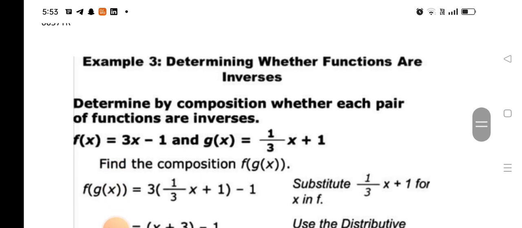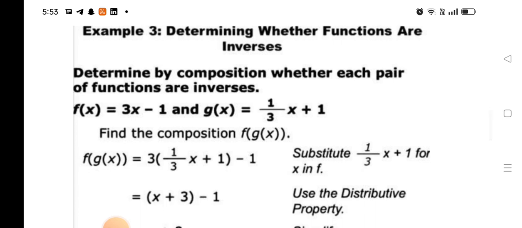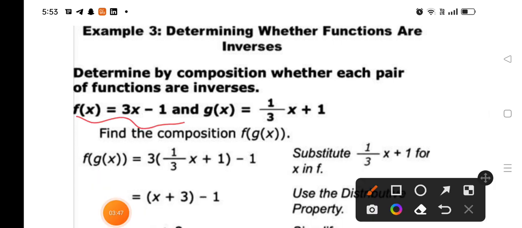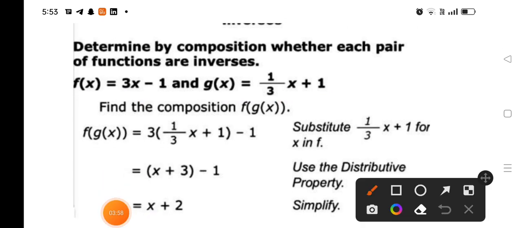Also this week we are going to determine whether functions are inverses or not. If you want to know whether they are inverses or not, the answer must be x. What do I mean? Determine by composition whether each pair of functions are inverses or not. He gives me here f of x equals 3x minus 1, g of x equals one third x plus 1. So find the composition f of g of x. Okay, then what shall I do here?